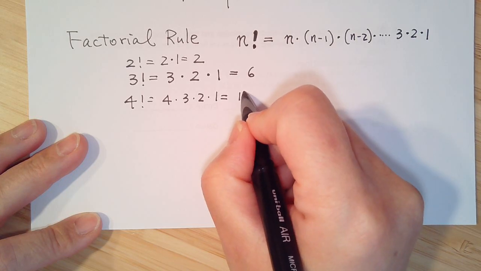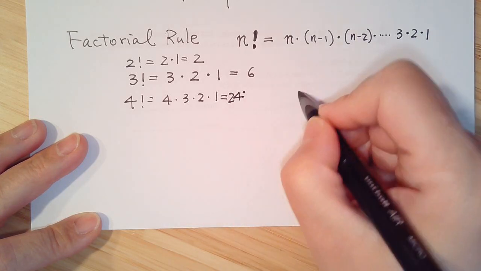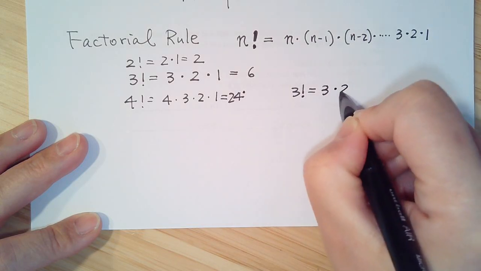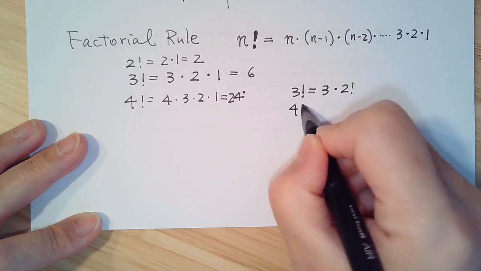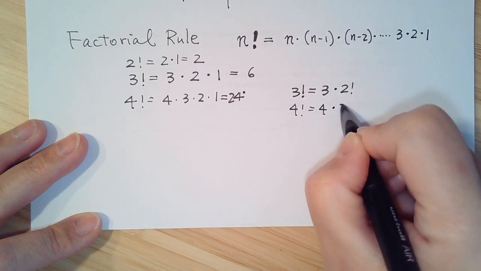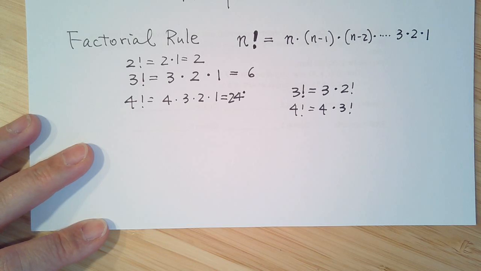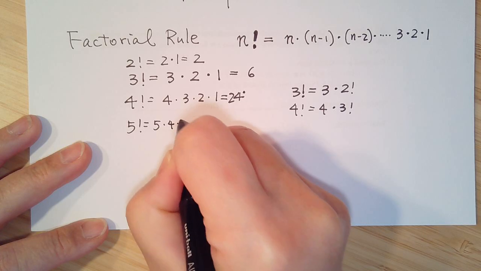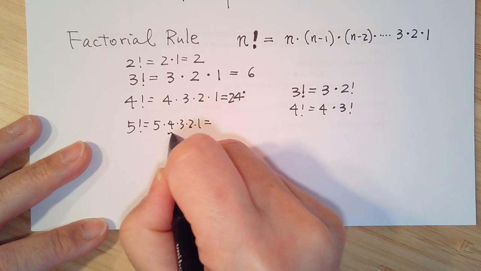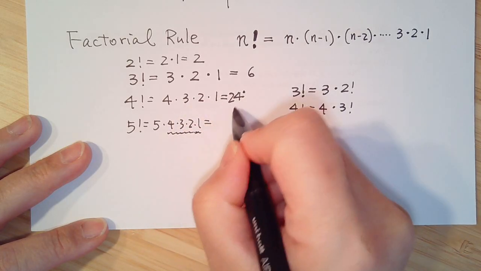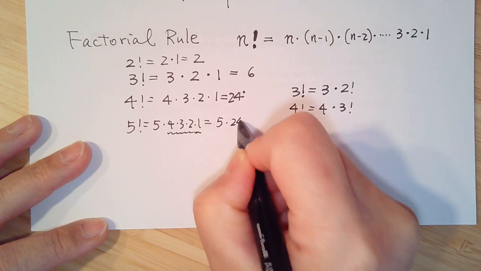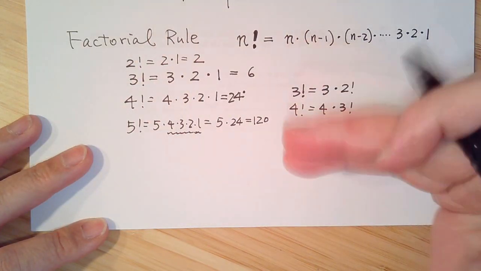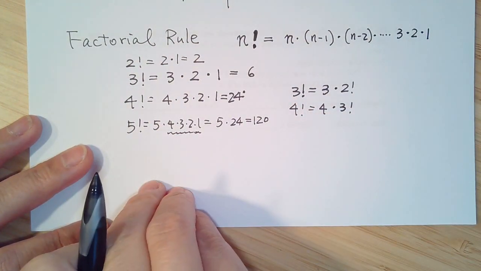which is 24. Or did you notice that 3 factorial is actually 3 times 2 factorial, and 4 factorial is 4 times 3 factorial, right? They're pretty much the same thing. Now quickly, 5 factorial, which will be 5 by 4 by 3 by 2 by 1, and this is the 4 factorial, which is 24, so that will be 5 times 24. If you know this already, you can quickly get 120. So in this way, you can find the factorial of any number.